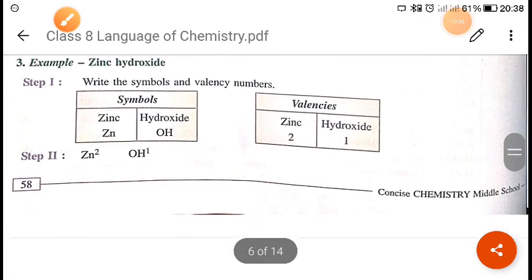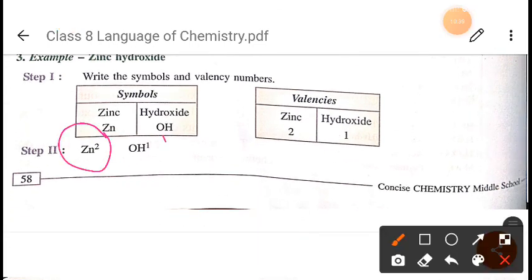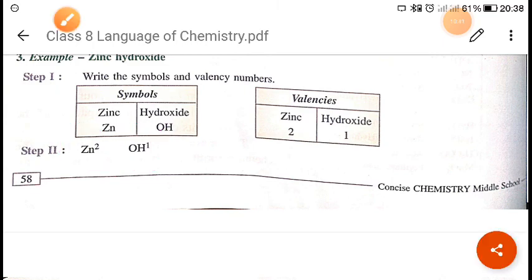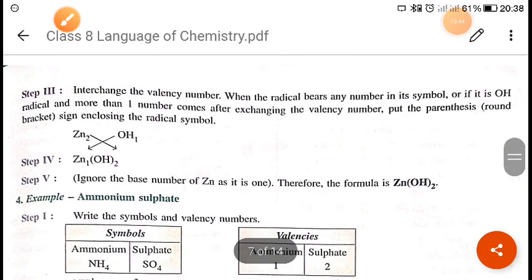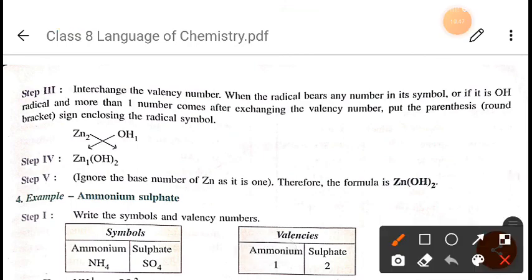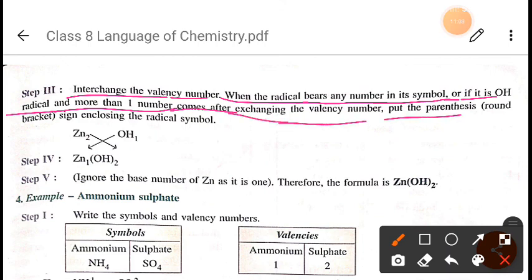As you can see, in step 2, zinc has a valency of 2 and hydroxide has a valency of 1, which we have written. Next, in step 3, we will interchange the valency. Interchange the valence numbers. When the radical bears any number in its symbol, or if it is the OH radical, and more than one comes after exchanging the valencies, put parentheses, a bracket, around the radical symbol. Means what? As you can see, there are O and H.